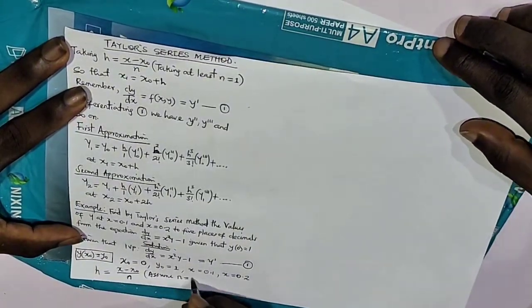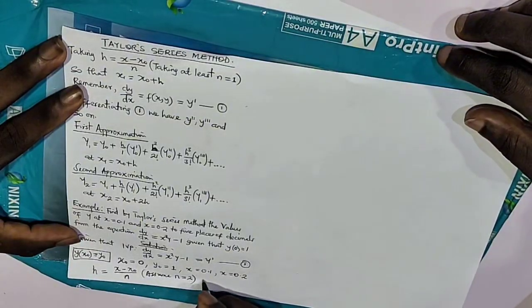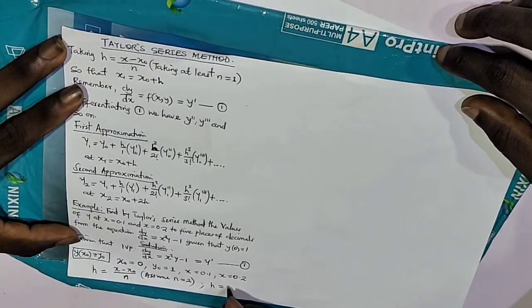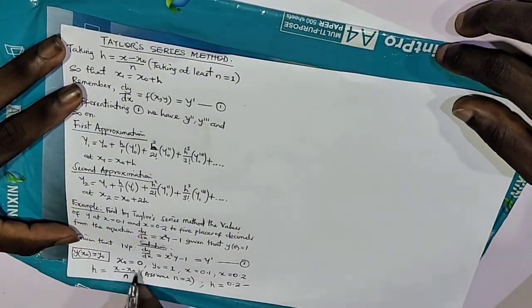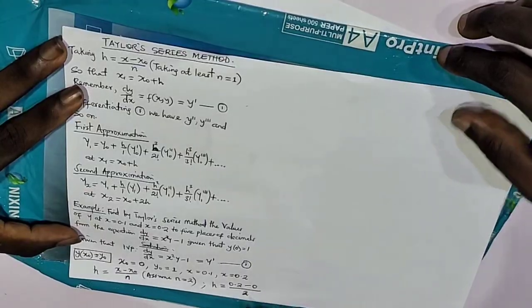N is equal to 2. So if we assume that n is equal to 2, we can say our h will be equal to the highest value of x, which is 0.2, right? Minus x naught, which is 0, over 2.